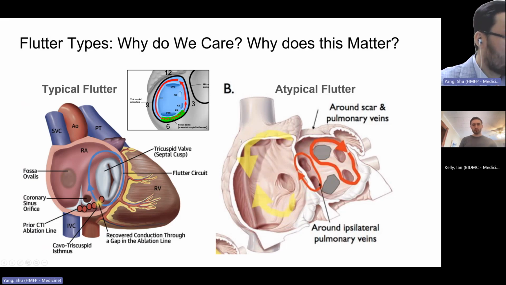And lo and behold, it's hard to tell until you get into somebody's heart and really define with a mapping catheter where the circuits are. But if I see an atypical flutter on an EKG, all that tells me is that it's going to potentially be a more complex ablation.